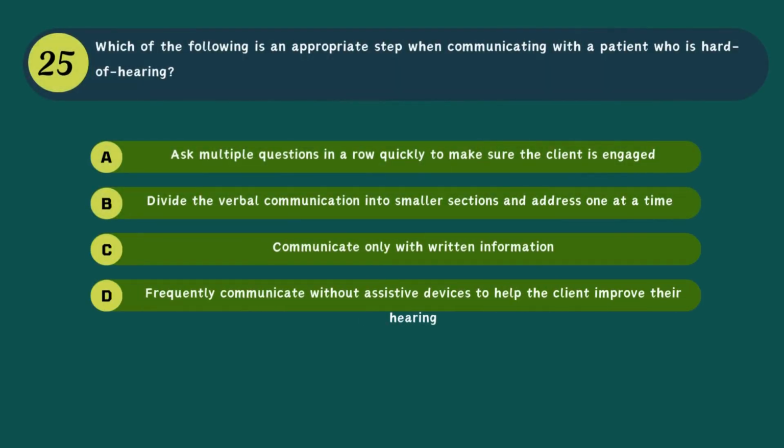Question 25. Which of the following is an appropriate step when communicating with a patient who is hard of hearing? A. Ask multiple questions in a row quickly to make sure the client is engaged. B. Divide the verbal communication into smaller sections and address one at a time. C. Communicate only with written information. D. Frequently communicate without assistive devices to help the client improve their hearing.